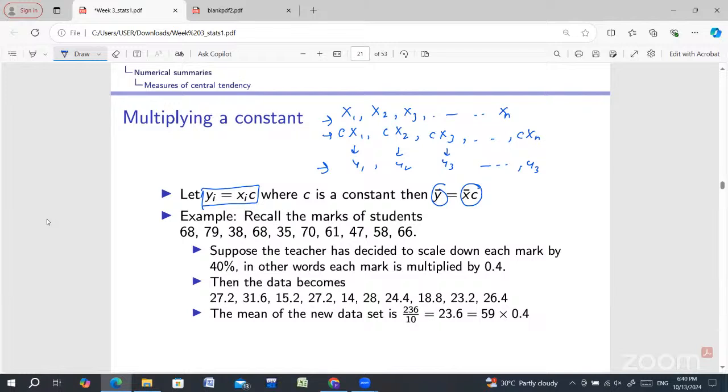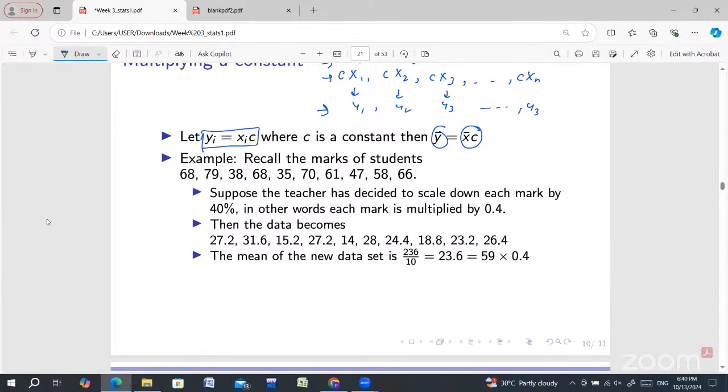Correct? You can verify it with the example. This is your initial data set. Now you are multiplying by 0.4 to each data point, so this will be your new data set. After multiplying by 0.4, you find the mean in the same way: summation of all the observations divided by the total number of observations. The mean will be 23.6 here, which is nothing but 59, which is x bar, multiplied by c, which is 0.4 here.